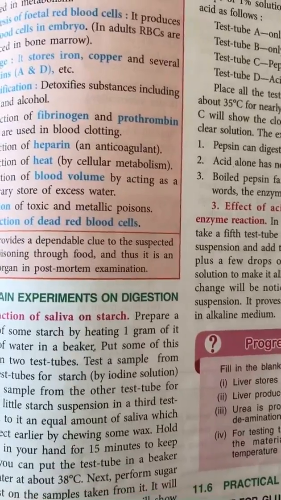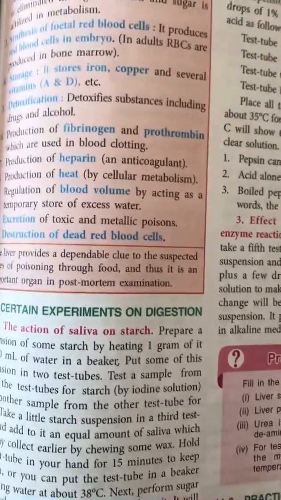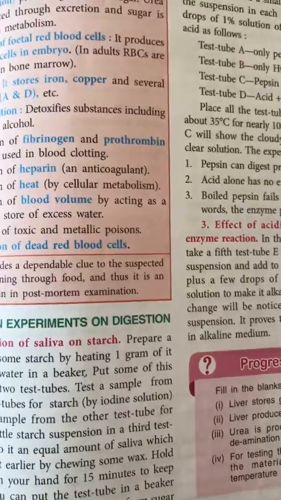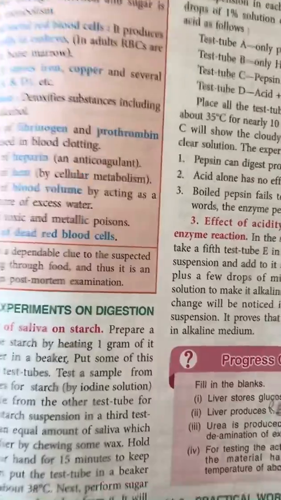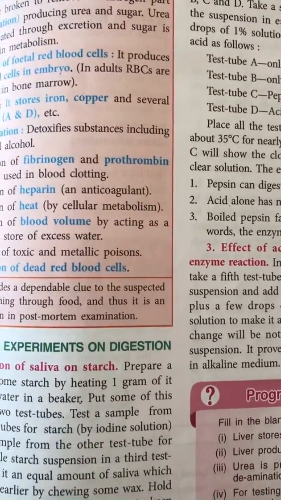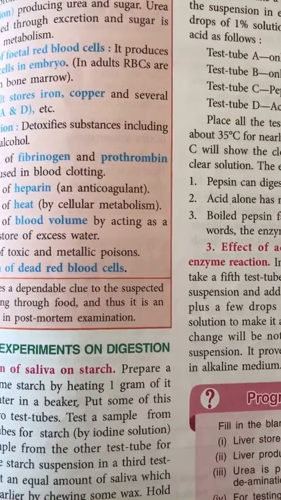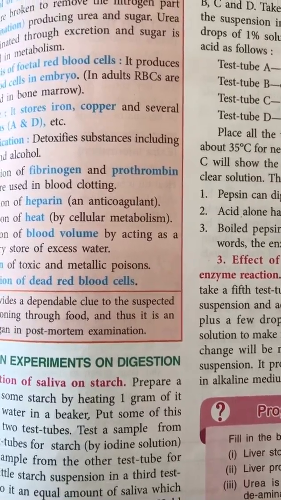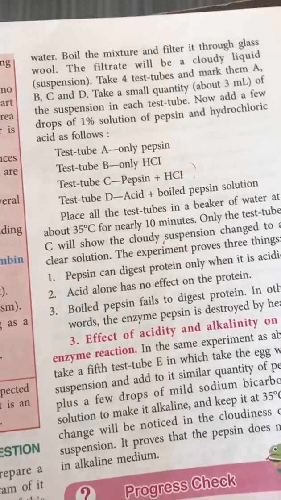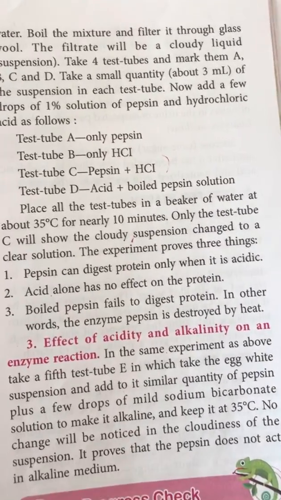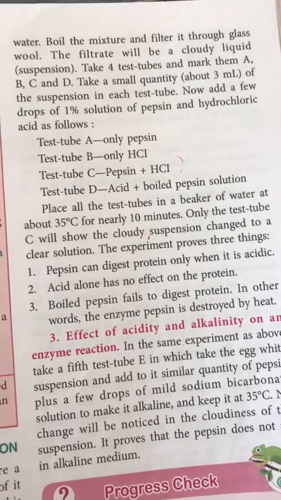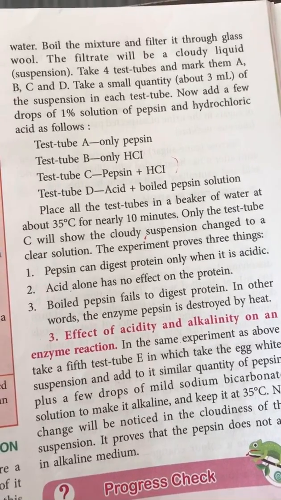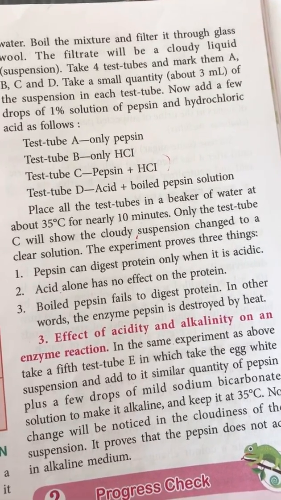Then, the action of pepsin on egg white. Egg white is protein. You stir egg white in about 500 ml of water. Boil the mixture, filter it through glass wool, and this filtrate will be a cloudy liquid. Take 4 test tubes and mark them as A, B, C and D and put an equal amount of this suspension which you have prepared in each of the test tubes.